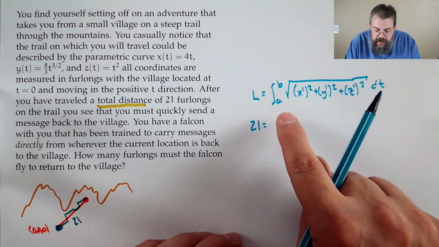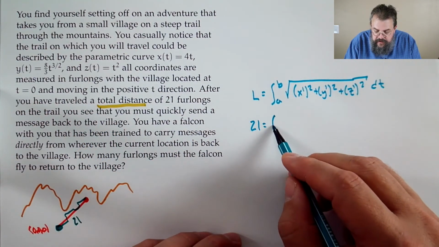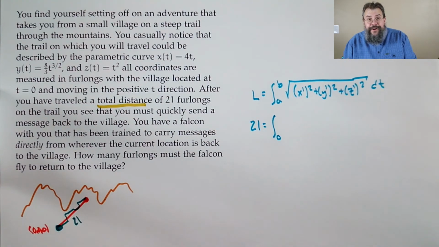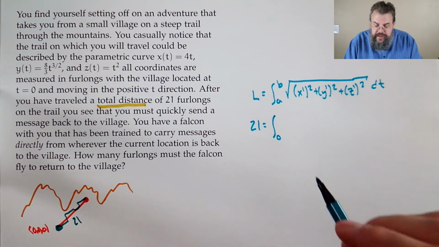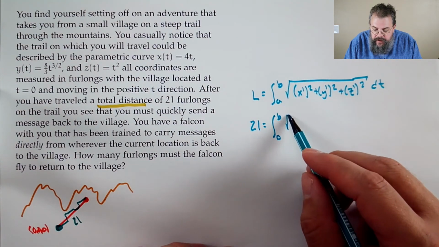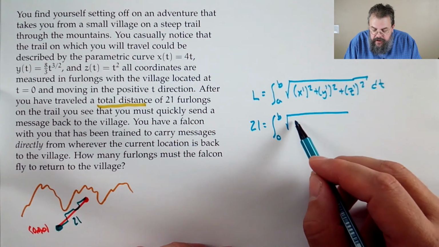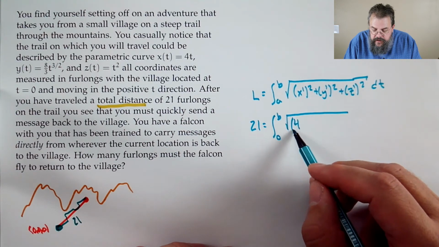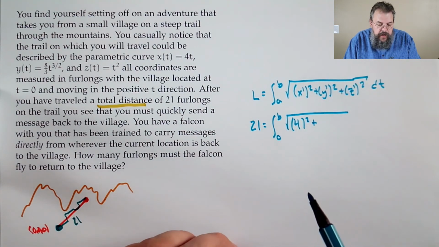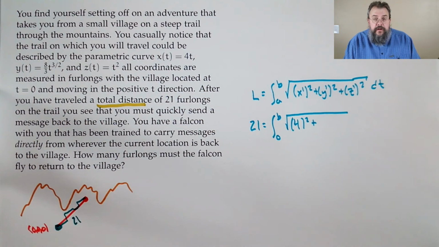We know where we started at the village, so we started at 0. What we don't know is where we stopped, so we don't know what b needs to have as the value. Okay, square root of x prime squared, that'd be 4 squared. How about y prime? 8/3 t to the 3/2. The 3/2 comes down, right?